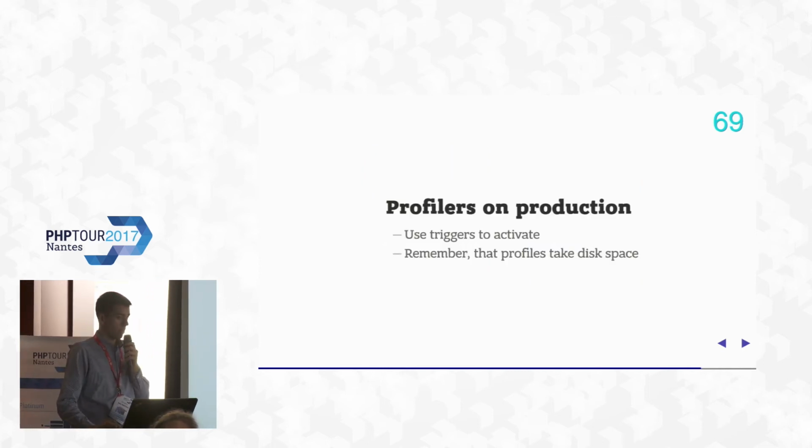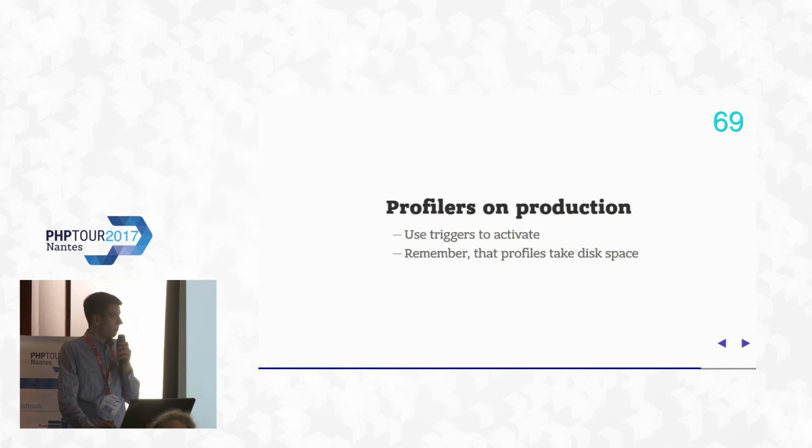Profile errors on production. Remember to use triggers to activate them, because profiles take disk space and you can easily run out of it. It's really not a comfortable moment when you enable the profiler on the production server, profile, and then oops, no disk space, the application is down, oh crap, where are the profile logs, go, delete, you can't do anything because you can't even write DataStash history, and the whole server is down.